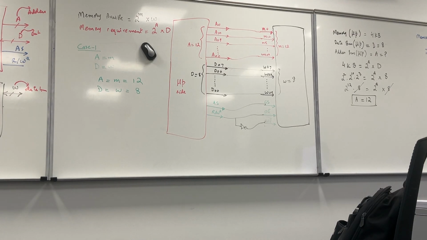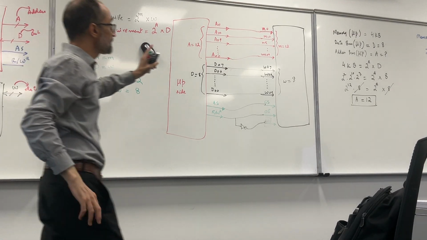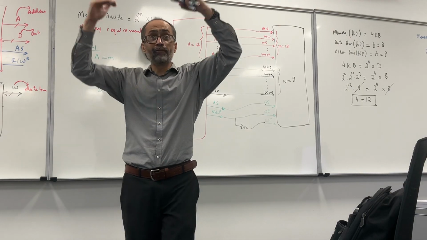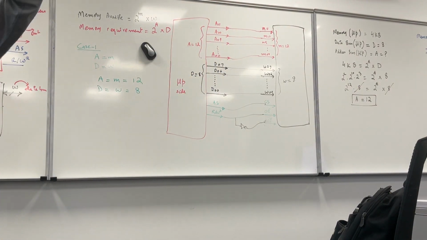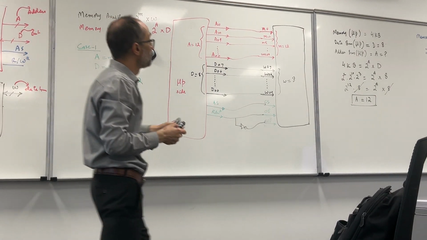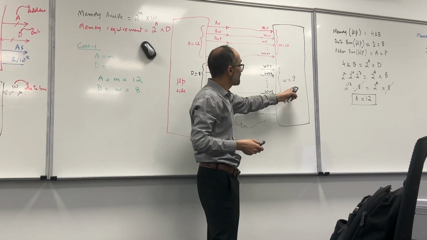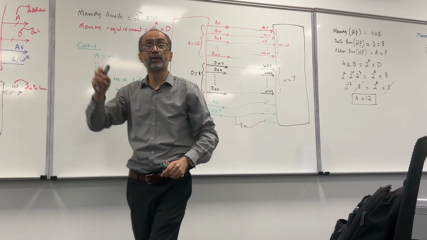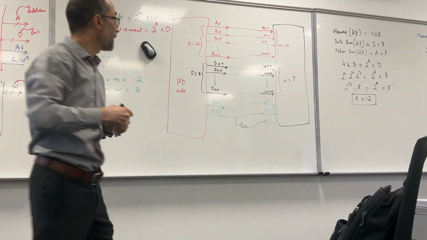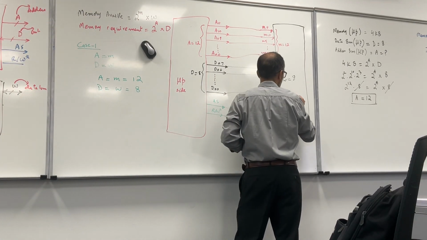Now, if I want to draw it in a compact way, this is not in a compact way because there are 12 address lines, then there are 8 data lines. How many pins are required on the main memory side? 12 plus 8 plus 3. How many pins are required? 23 pins. So here on the memory side we need 23 pins.